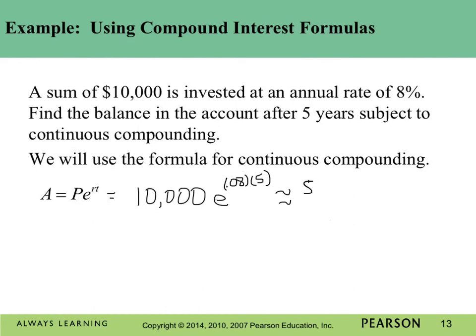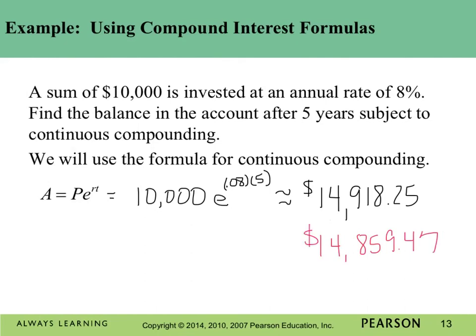In this case, we get $14,918.25. Which is a little bit more than what we got in the last problem where we compounded only quarterly. So, this is your lesson on exponential functions.